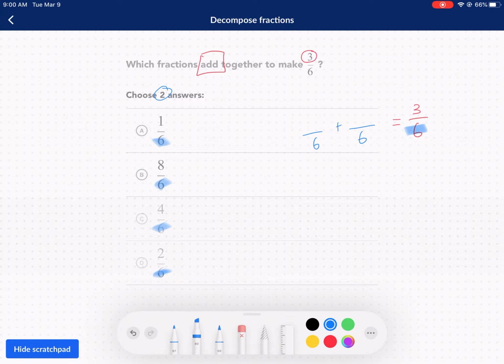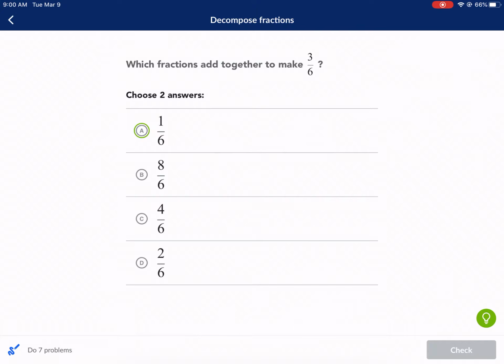Now we're just looking for which 2 numbers have a sum of 3. So we need to choose here. Obviously not 4, 8's too big, so the only 2 that are left are 2 and 1. 1 plus 2 is going to be 3, and we keep our denominator the same, 6. So A and D together make 3 over 6.